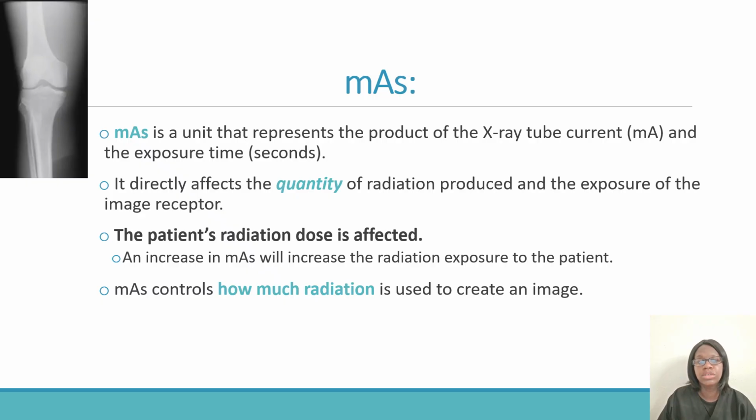For mAs, it's a unit that represents the product of the X-ray tube current, which is your mA, and the exposure time in seconds. It directly affects the quantity of radiation produced and the exposure of the image receptor. This does have an effect on patient radiation dose. An increase in mAs will increase the radiation exposure to the patient. Whenever you decrease mAs, it will decrease the radiation exposure to the patient. Also, mAs controls how much radiation is used to create an image.